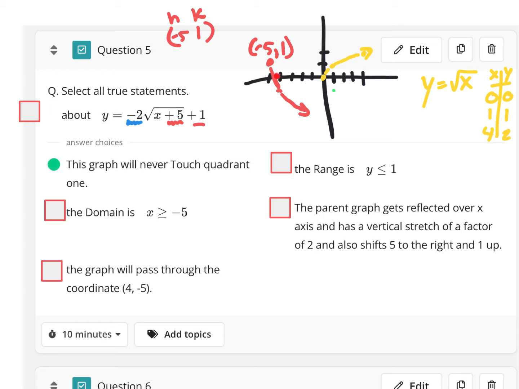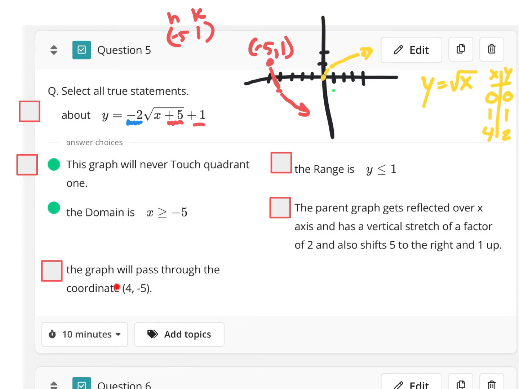The domain is greater than or equal to -5, okay, because it does go to the right forever. Even though it goes down, it continues to go to the right forever. That's right. I said right instead of right. Anyway, so this is true also. The domain is x is greater than or equal to -5.